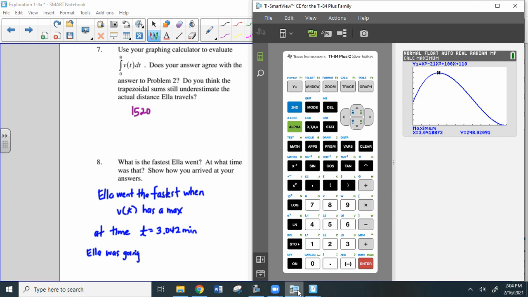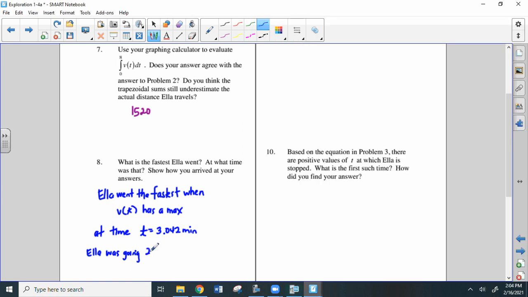248.021 miles per minute. All right, that was the fastest. 248.021 miles per minute, and it happened at time t equals 3.042. Okay, and show how you arrived at your answer. I literally found when v of t had a max, and as long as I write that down, I can do that with my calculator.